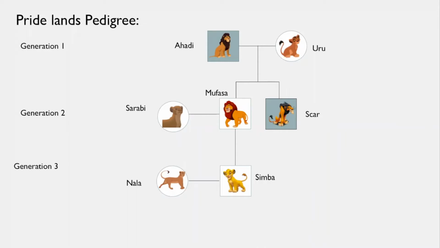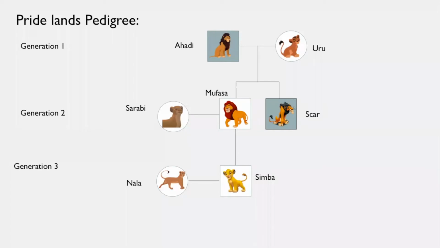The first includes Ahadi and his wife Yuru. The second generation is Ahadi's sons Mufasa and Scar, and Mufasa's wife Sarabi. The third generation is Mufasa's son Simba and his wife Nala. In this pedigree, the squares represent the male characters and the circles represent the female characters.